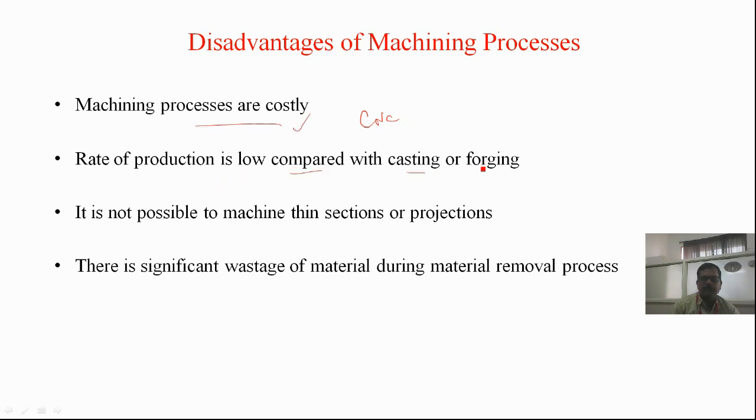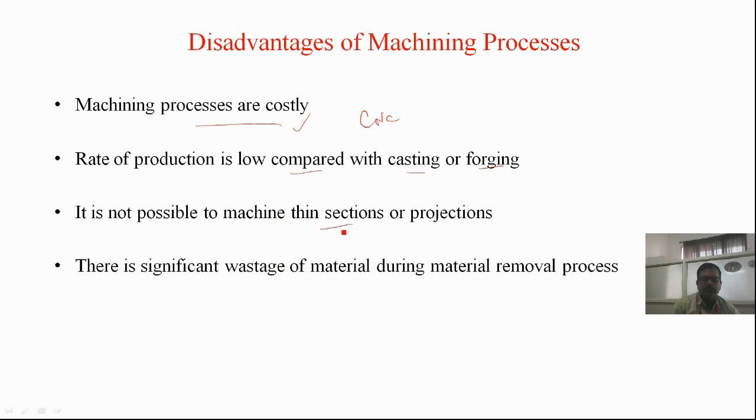compared to casting and forging. The rate of production is slow because loading the component, doing the operation, and removing the component all take a certain amount of time compared to the actual machining operation. So it slows down the rate of production. It's not possible to machine thin sections or projections.